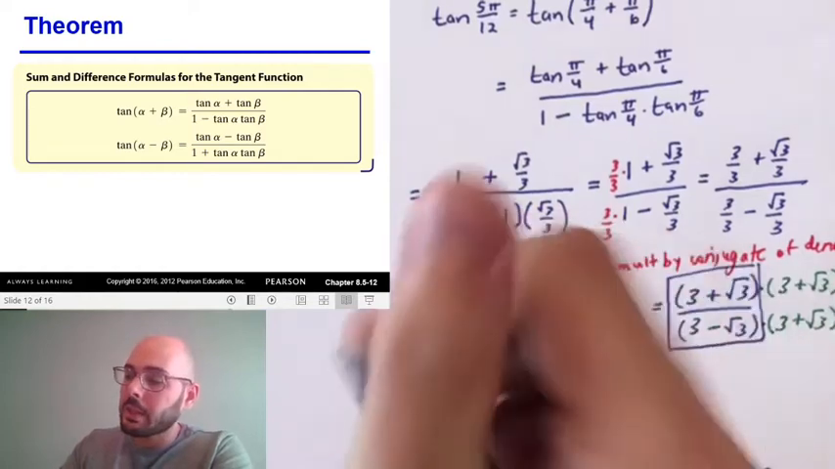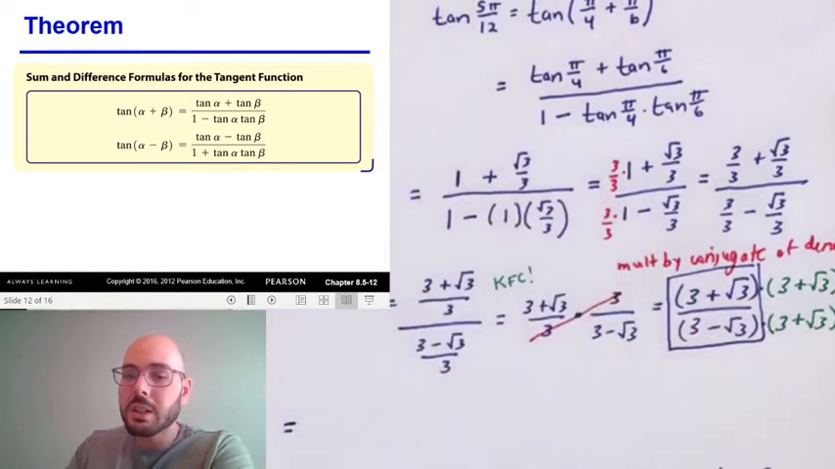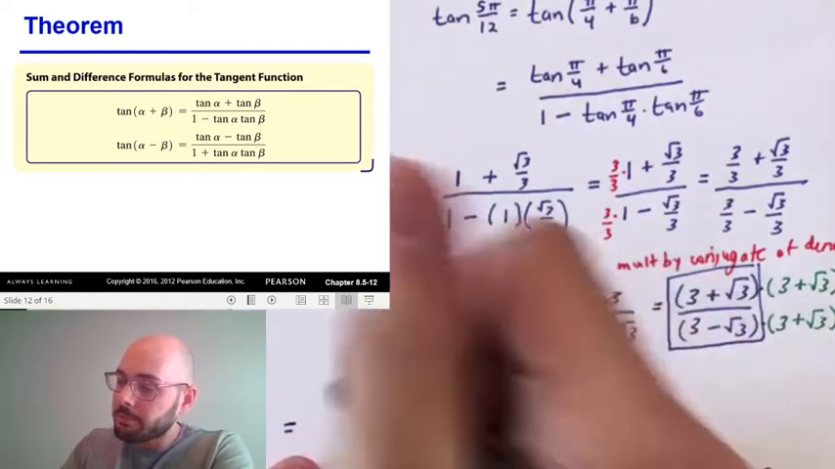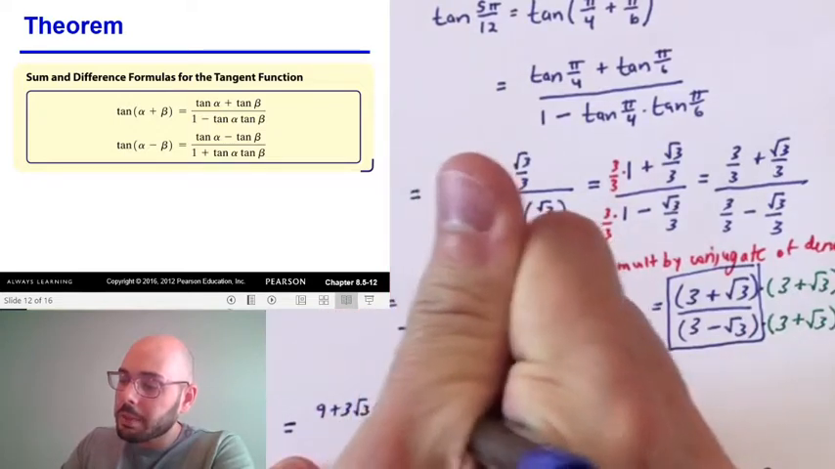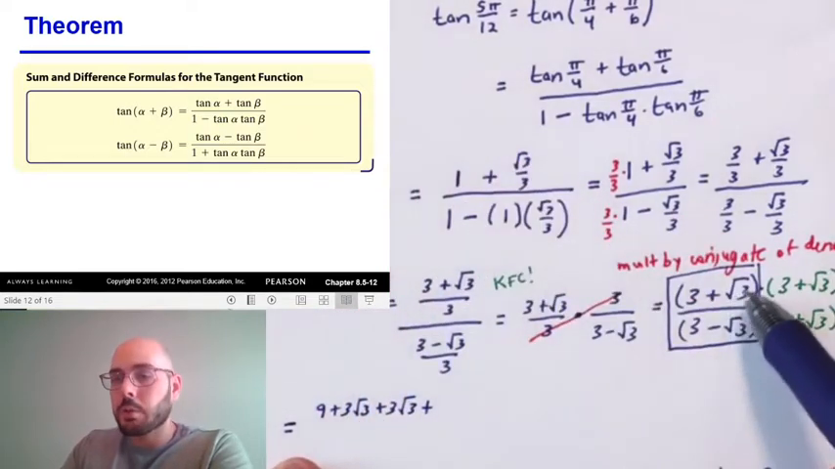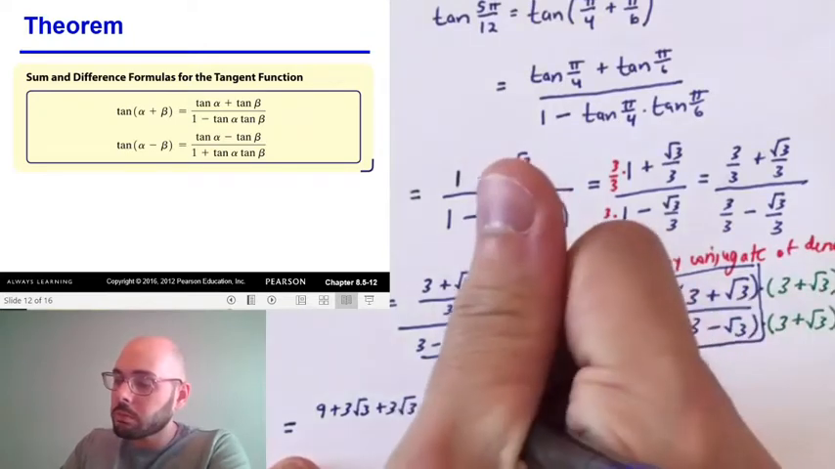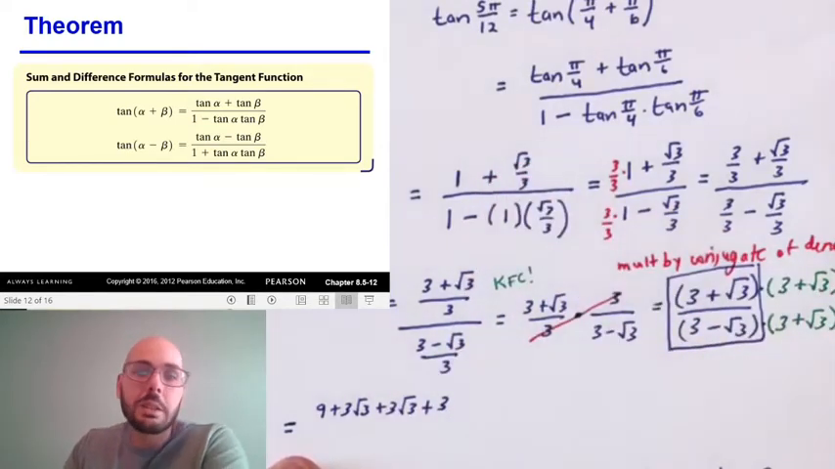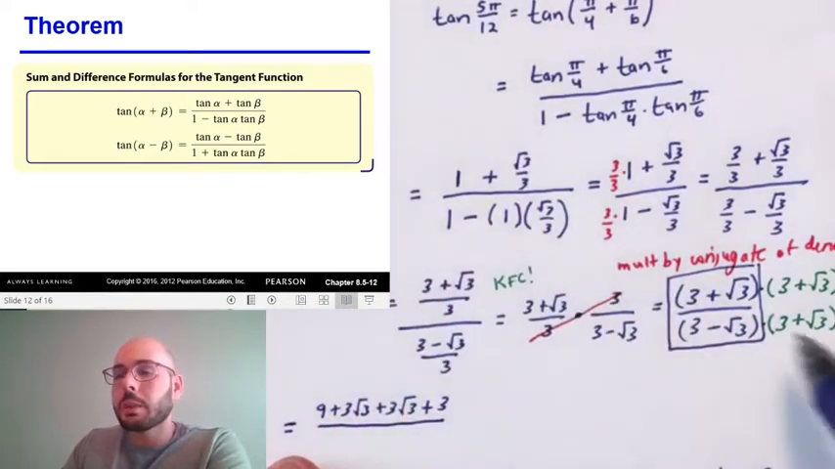FOIL the bottom, so I'm going to write that down over here. Now moving over as far as possible to give myself enough room. So that's going to be 9 plus 3 square root 3 plus 3 square root 3 plus, when you multiply square root 3 times square root 3, you'll end up getting just a 3, because technically you get a square root 9, but square root of 9 is 3. So that's what I get when I FOIL the top. Do the same thing with the bottom.